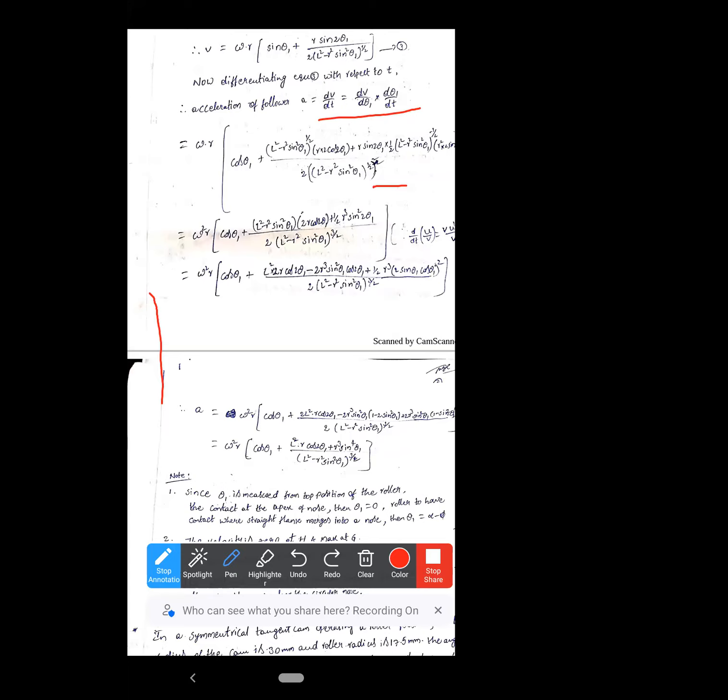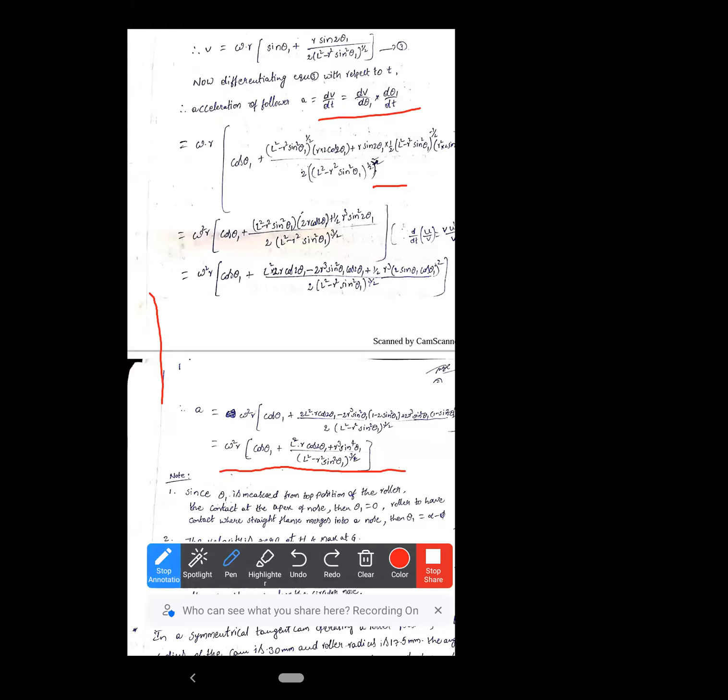So that is our a equals omega square r cos theta 1 plus r cos 2 theta 1 by L, plus r cube sin square 2 theta 1 by L square minus, whole power 3 by 2. That is the acceleration of the follower.